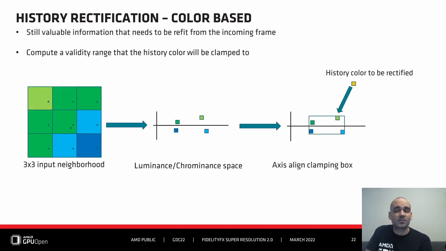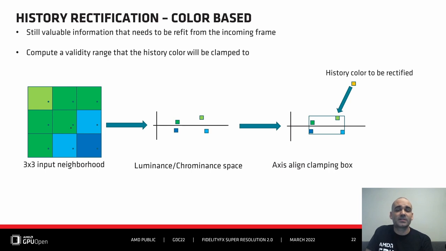So how about non-disoccluded cases? Accumulated color will drift, creating ghosting through imprecision or shading change. The history color is still valuable information, but it needs to be fixed or fit into the new context, the new frame. To achieve that, we compute a validity range that the history color will be constrained to. This validity range is computed from a 3x3 kernel of low resolution samples centered at the high resolution sample location. This clamping is applied to the history color in the luminance-chrominance space.